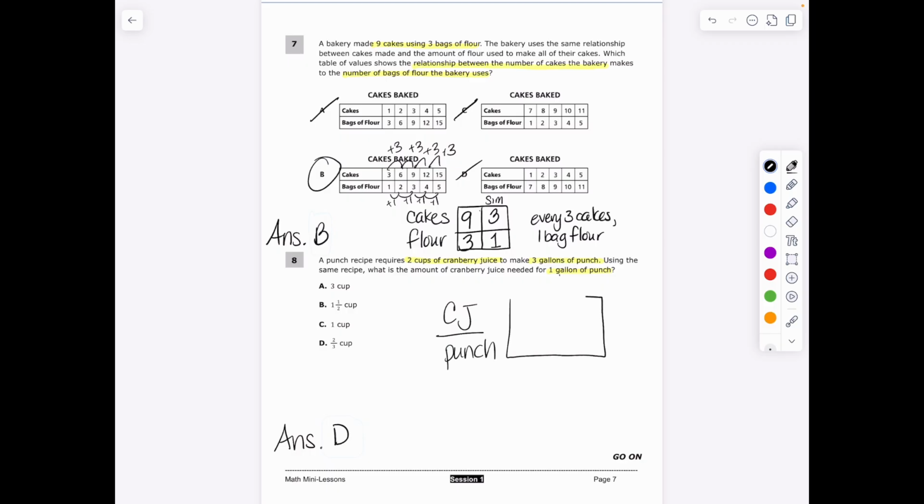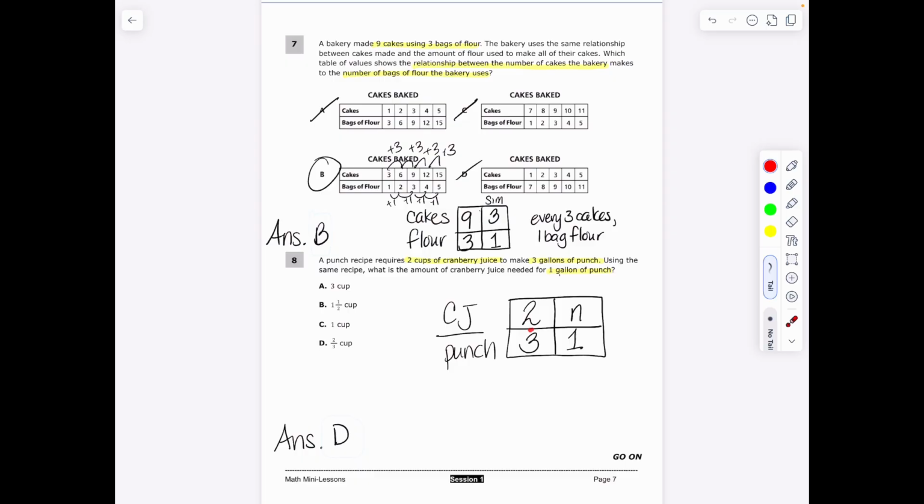I'm making another ratio table. So I have 2 cups of juice, and I can make 3 gallons of punch. But I want to know how to make 1 gallon of punch, and I don't know what this number is. So what I'm going to do here is rewrite this as an equation. Watch what I'm going to do. I'm going to cross multiply. I'm going to use my cross products to make an equation.